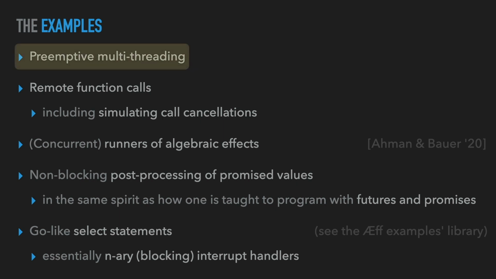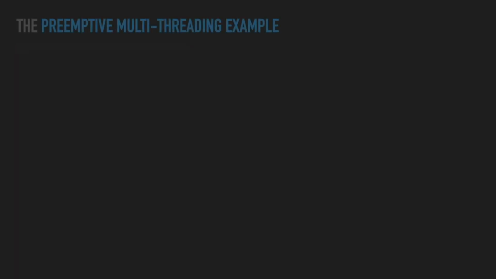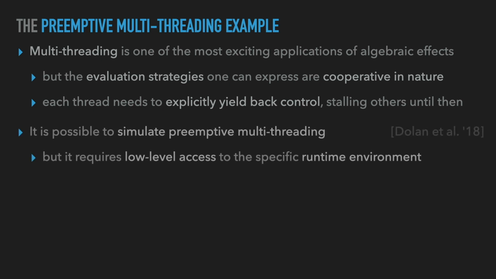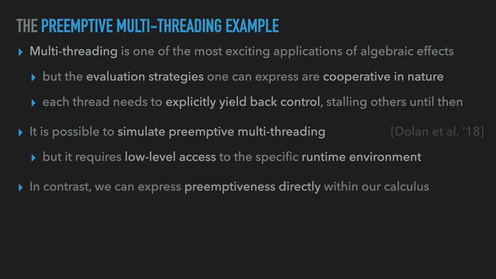And now, as promised, I'll show you in more detail how we implement preemptive behavior in our calculus. While we can already express a wide range of evaluation strategies using the conventional treatment of algebraic effects, unfortunately these evaluation strategies end up being very much cooperative in nature, in which each of the threads needs to explicitly yield back control, stalling other threads until it does so. And while it's possible to also simulate preemptive multithreading in the conventional treatment of algebraic effects, then as with simulating asynchrony, it again requires low-level access to the specific runtime environment of one's language. And in this case, this access is needed to insert these explicit yields into one's running computation. However, in our calculus, we can actually express preemptive behavior directly, and we don't have to rely on any specific underlying runtime environments.